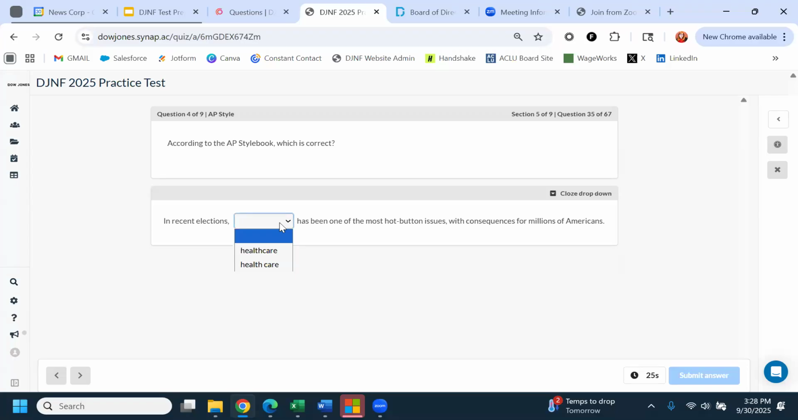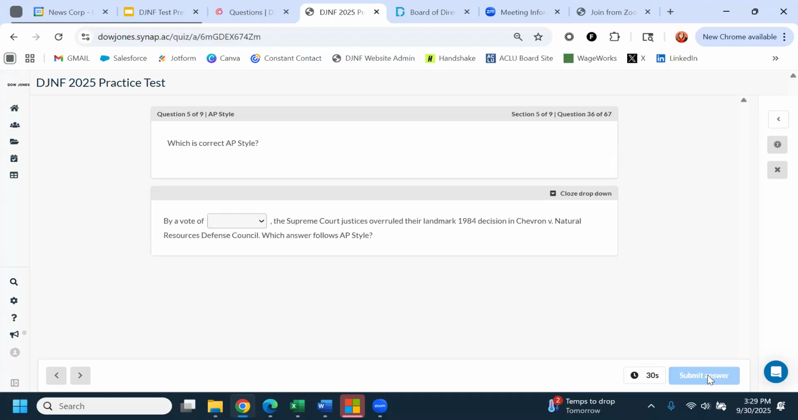The first option. It is the second. Healthcare is 2 words in AP style. Just kidding. That was a joke. I don't know who you are. Don't worry, don't be shy. No one's going to be held to their answers here. How do you do a vote of the Supreme Court? 6-3, the second option. That is correct.